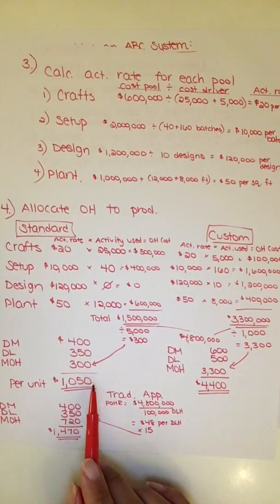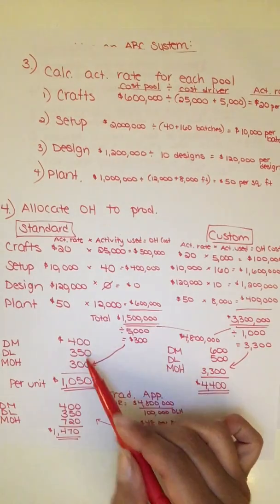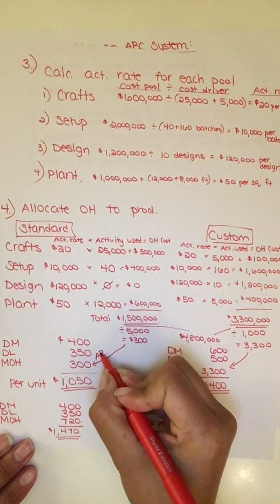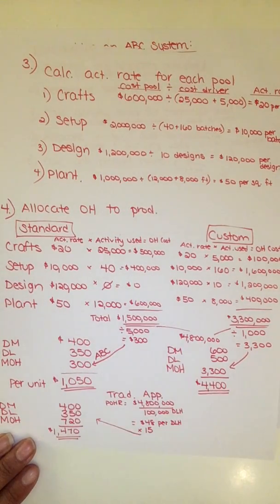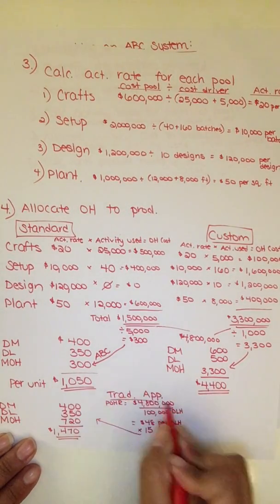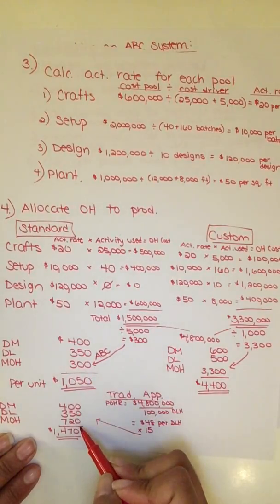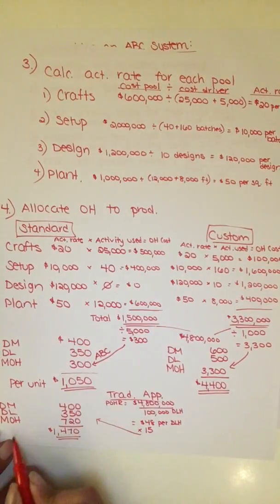1,470 compared to what we just calculated under ABC. Again, DM, DL, it's the same. But using ABC here for overhead costs, we got 300. Using a traditional approach, we got 720. Almost twice as much under the traditional approach, setting our product cost at $1,470.